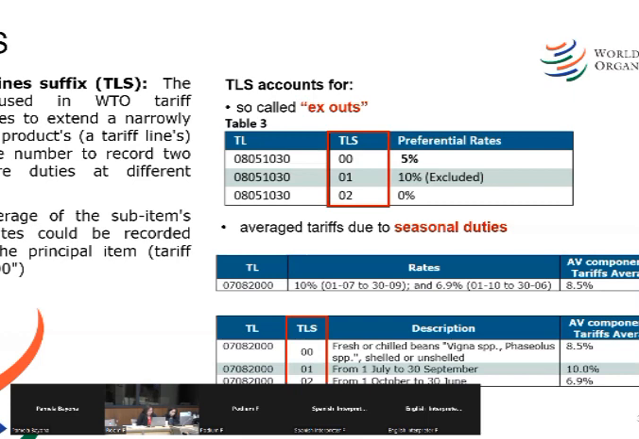And then there are also cases where there are seasonal duties. So one tariff line has one rate which only applies for a specific season. For this case, in 0708-2000, the TLS01 has a 10% rate for the period July to September. And then the second suffix has a 6.9% rate only for the period October to June. So in our case, again, we do the simple average, and we count this only as one tariff line instead of two.